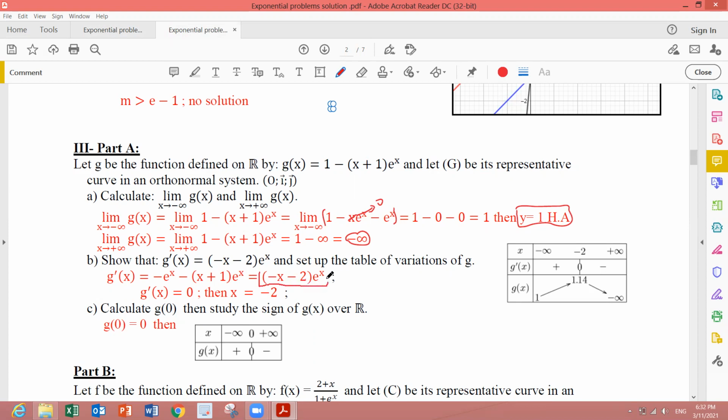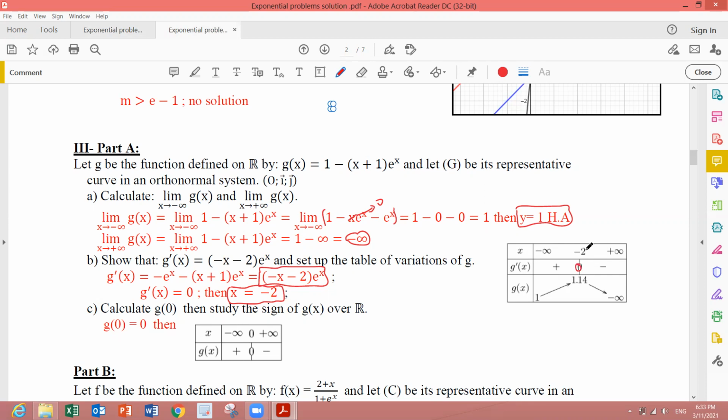This is what's required. To set up the table of variations, we take g prime of x equal to 0. Then minus x minus 2 equals 0. So x equals minus 2. Now, table of variations: x, g prime of x, g of x. Limit domain minus infinity, plus infinity. At minus 2 it is 0.